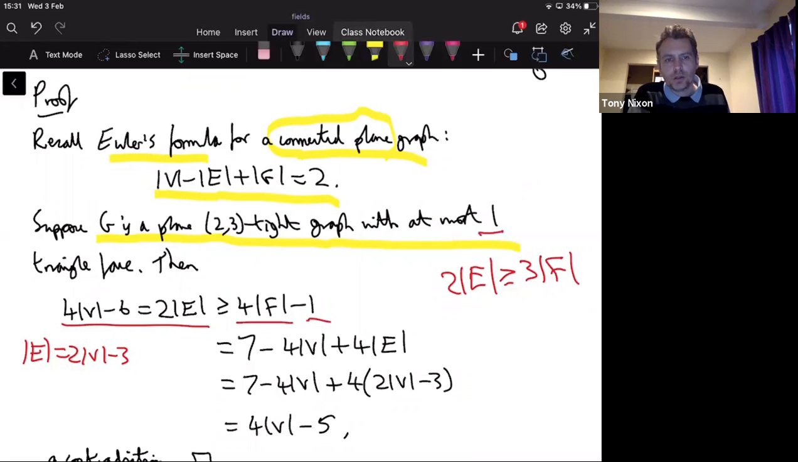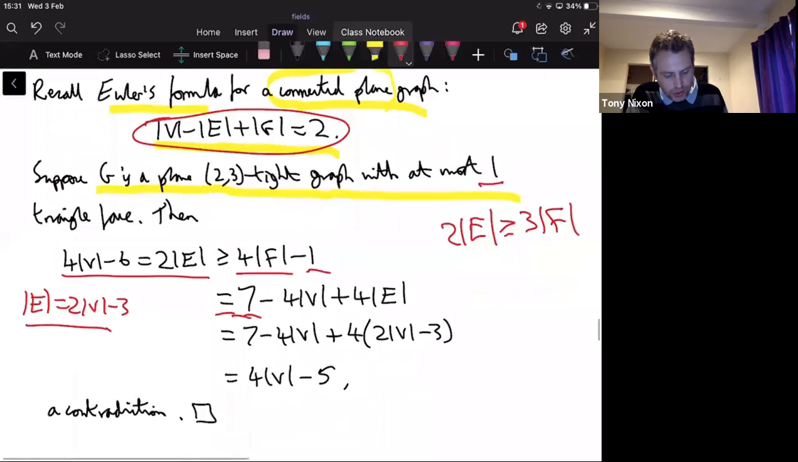Okay, so now I times this thing by 4 and substitute it in. I'm going to replace 4F with 8 minus 4V plus 4E, and the 1 takes the 8 to a 7, and that gives us this equality. And then I can again substitute this in for E over here.